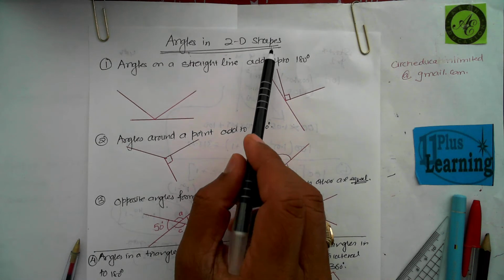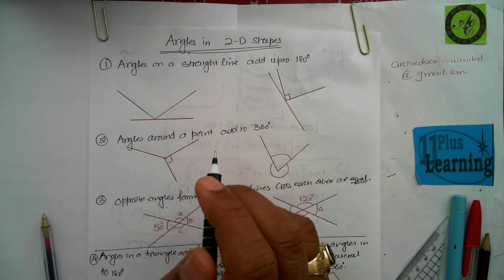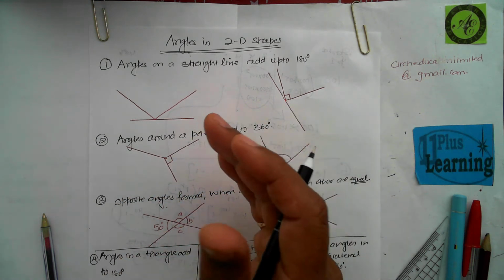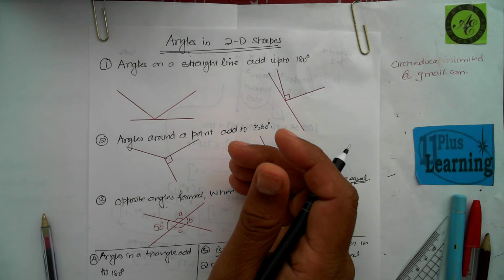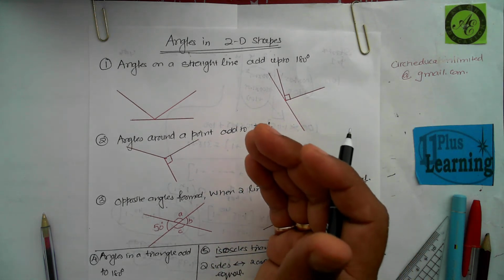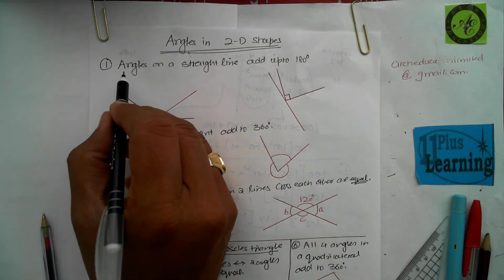Two-dimensional shapes. Okay, there are 4 or 5 basic angle concepts or facts you need to know. In your primary schools you will have started this in year 5 and you'll be finishing this in year 6, but obviously 11 plus is happening much earlier than the year 6 SATs are going to happen, so we need to know this earlier.